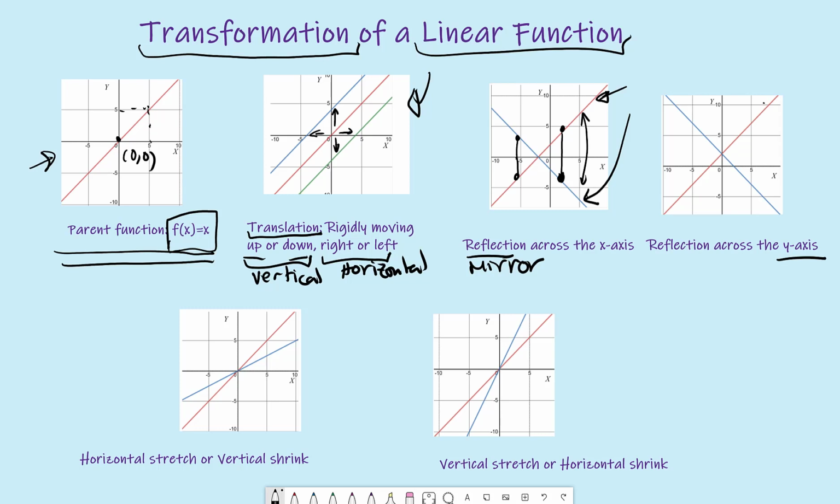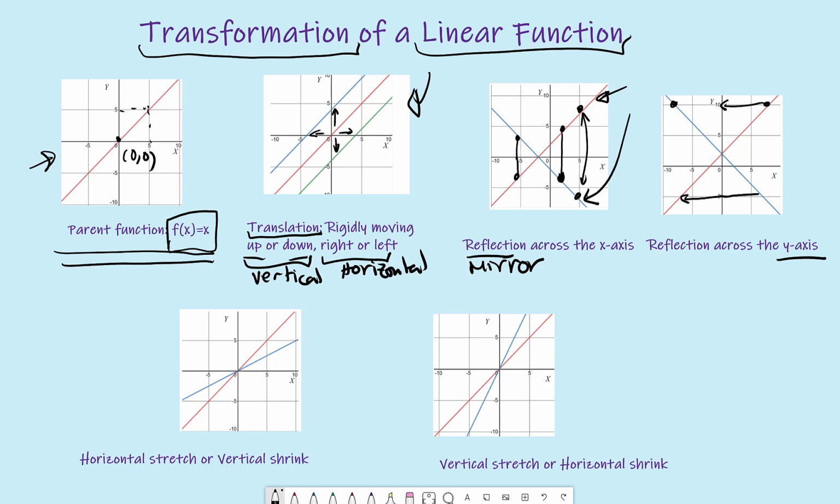Here we're reflecting each point from the positive to the negative x. While in the previous graph we went from positive y to negative y, here we're changing the sign of the x value of each ordered pair. And again, we will look at this in more detail in a video dedicated to reflections.